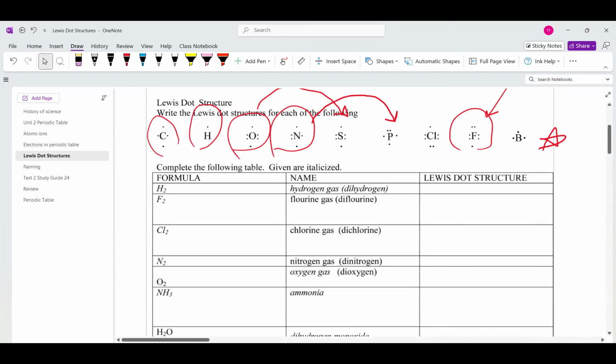And there's only five there you need to know, because the other ones are underneath in the periodic table. So why are there arrows? Why are there arrows?